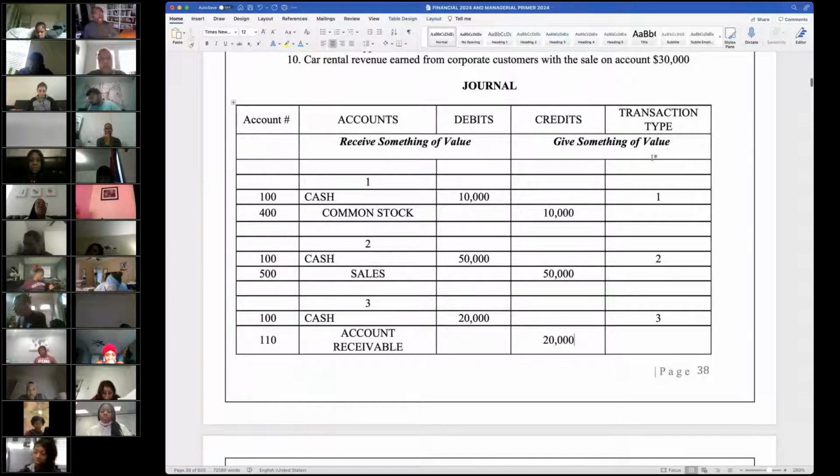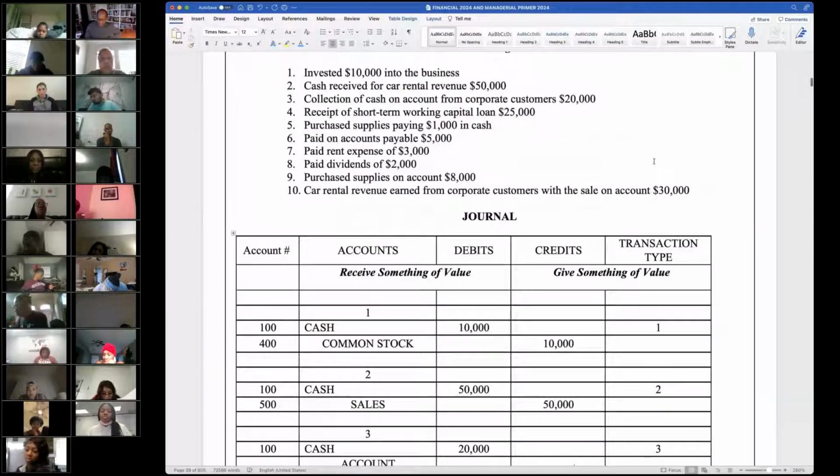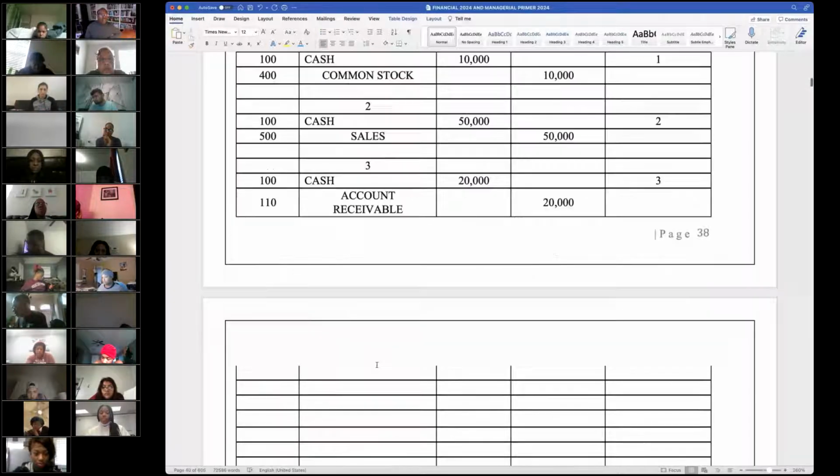What happened in transaction four? So we're up to transaction four now. Received in advance. They received a loan. So what's our type going to be? Cash is coming in. It's got to be 1 through 6. Okay, that's a type 5. Once again, we're debiting cash.